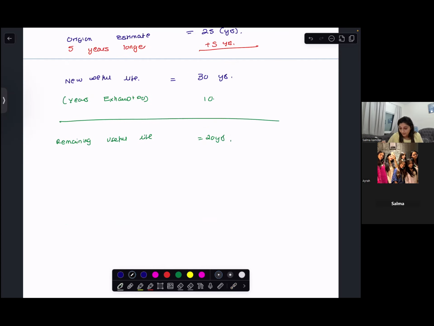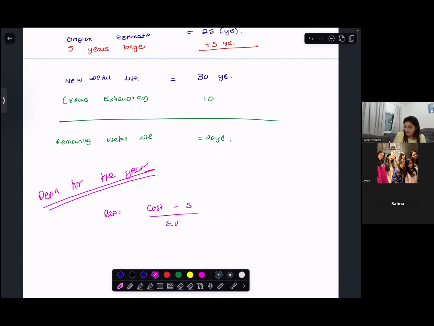Now my entire struggle is to calculate the depreciation for the year. Depreciation for the year is cost minus scrap over estimated useful life. But now I'm changing only the depreciation. Instead of the estimated useful life, I have to spread whatever is left with me over the remaining useful life. What is the remaining useful life?